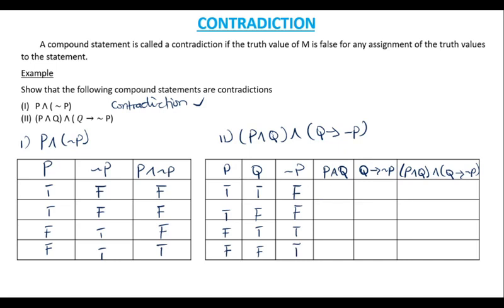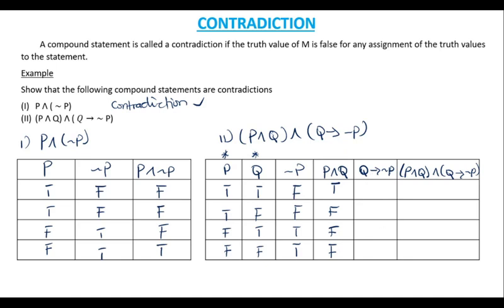Now P and Q. We use this as our first value and this as our second value. So we have true, true, which is a true statement. Now we have true, false. Because one of them is false, this is a false statement. False, true: because one of them is false and we are using "and", the conjunction, this is false. False, false is also a false statement.